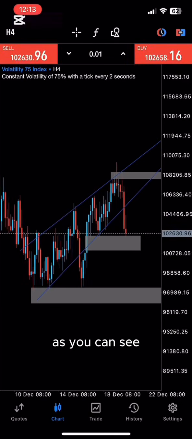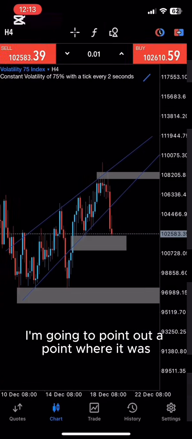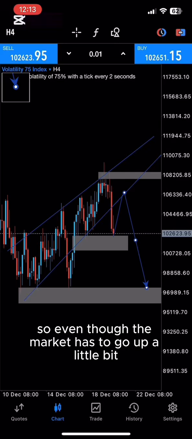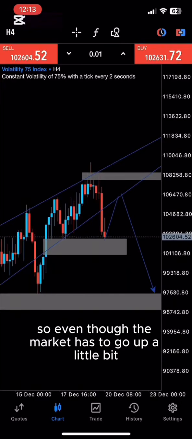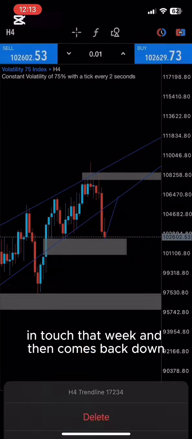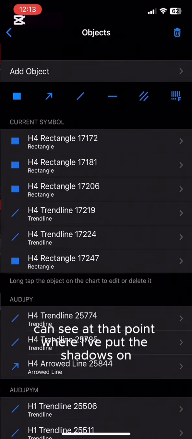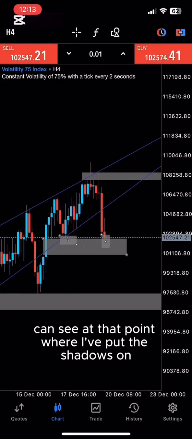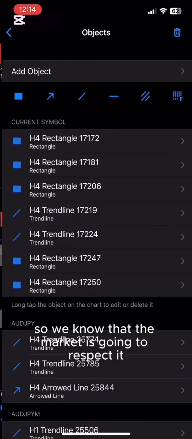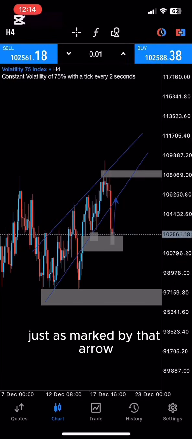As you can see, I'm going to point out a point where it was respected. So even though the market has to go up a little bit and touch that wick and then comes back down, this is simple. As you can see, at that point where I've put the shadow zone, this is a point where the fair value gap was respected. So we know that the market is going to respect it for the second time and go up, just as marked by that arrow.